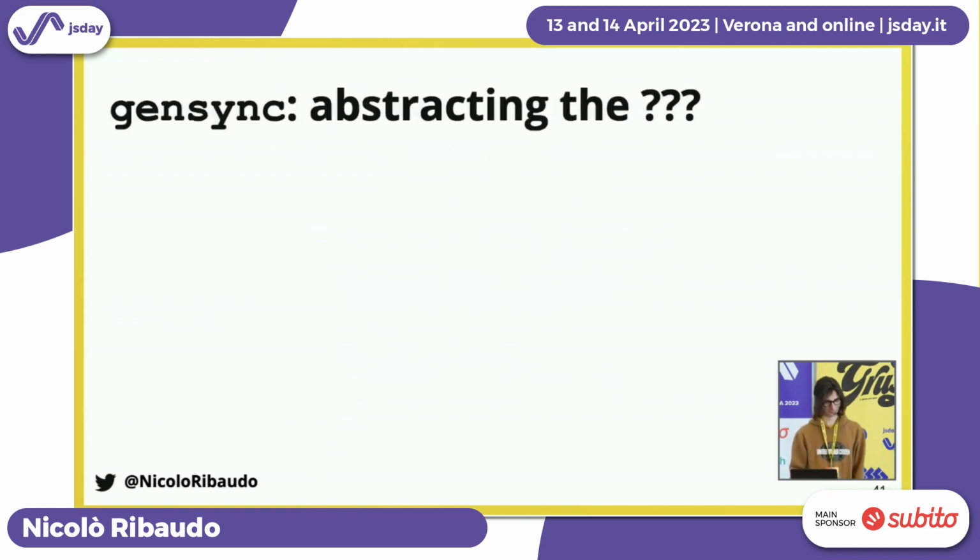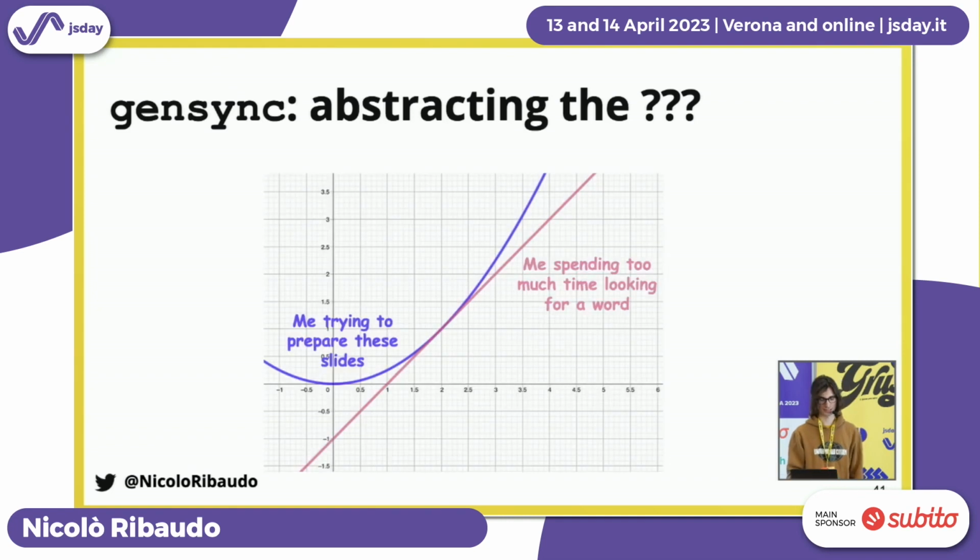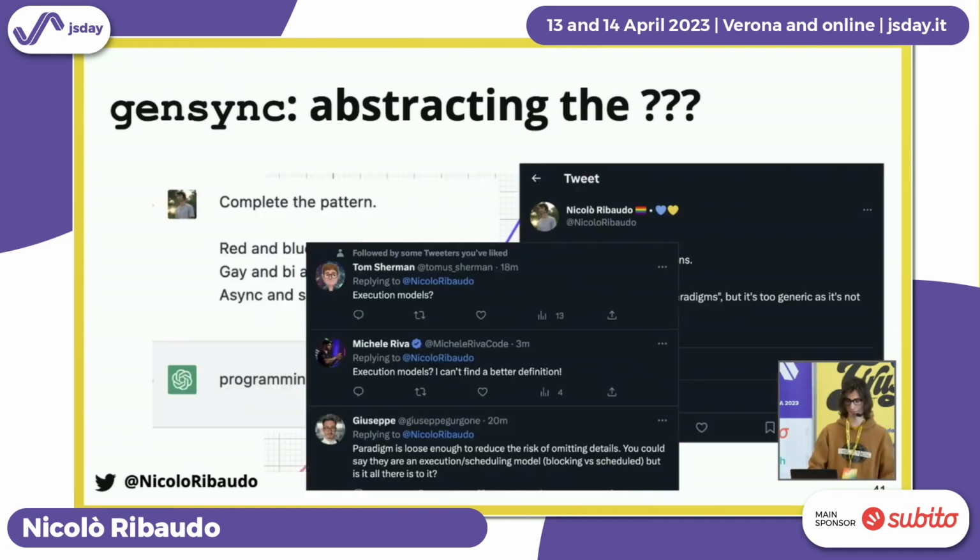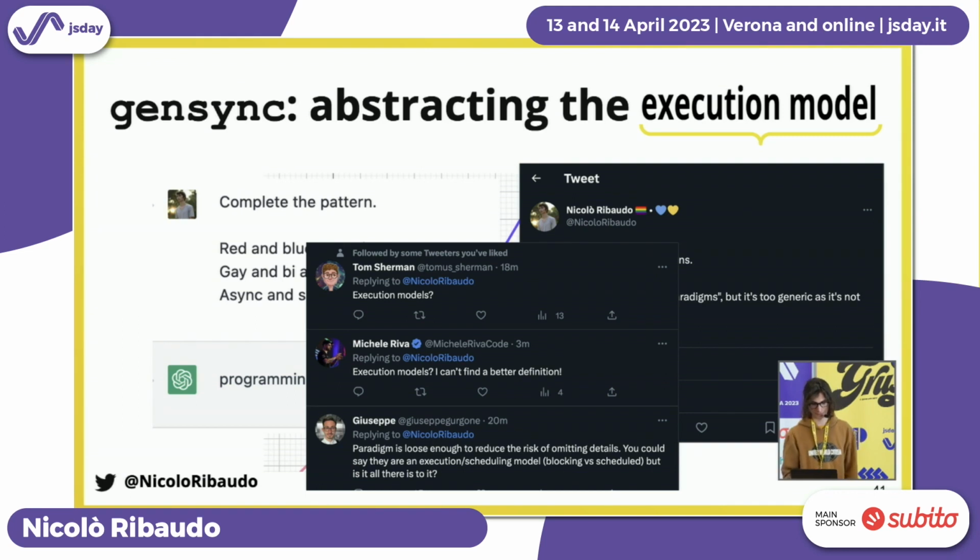And yes, one of the Babel maintainers came up with this library called gensync, which abstracts the whatever it is named for synchronous versus asynchronous. And here, it took me a while to find the word. I went on a tangent and asked a bunch of people for help until they suggested execution model. It was too large to fit there. I just squashed it a bit and it fit. So that's why the next slides look slightly off.